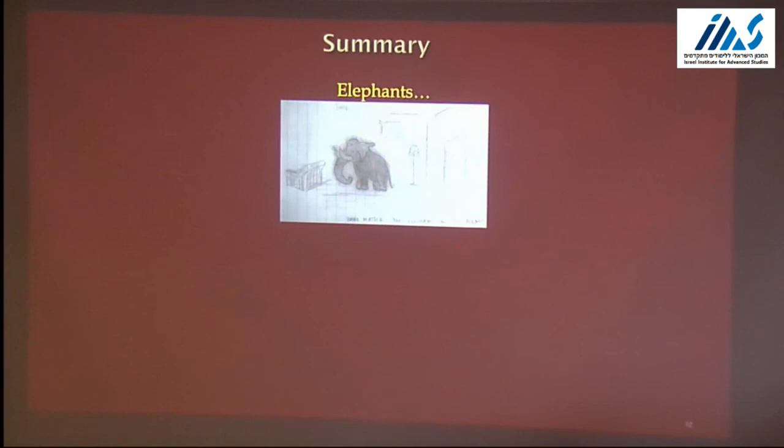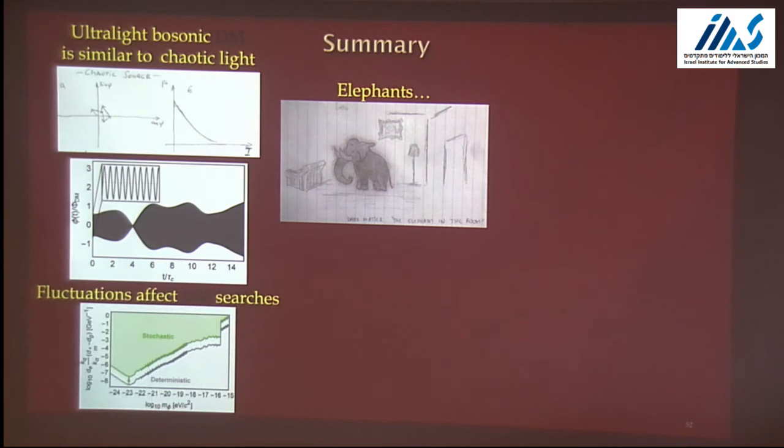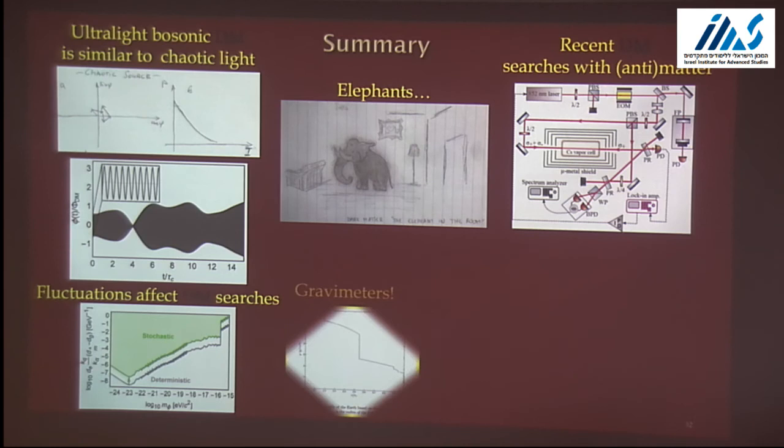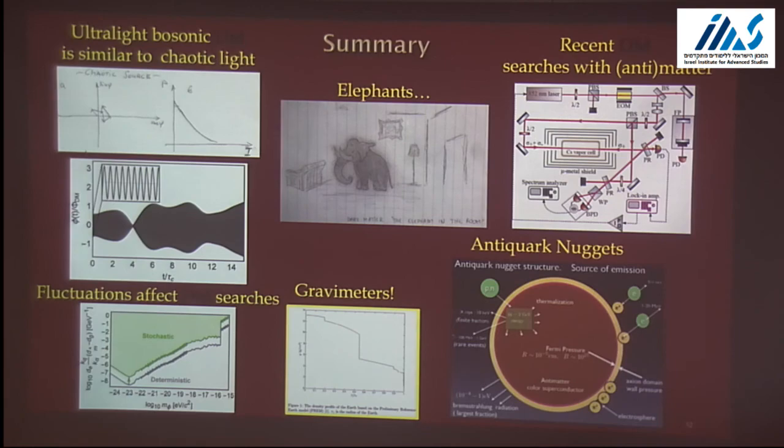So this was all about elephants, right? Some of them flying through the Earth, and some of them philosophical elephants. This is again the ultralight bosonic dark matter that is analogous to chaotic light. This is the gravimeter experiment, and the weird distribution of the density in the Earth, anti-quark nuggets, and we'll stop here.